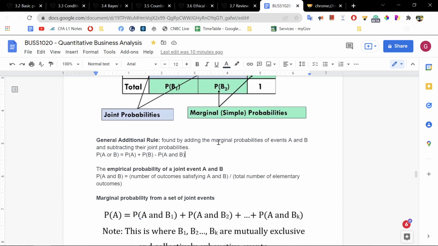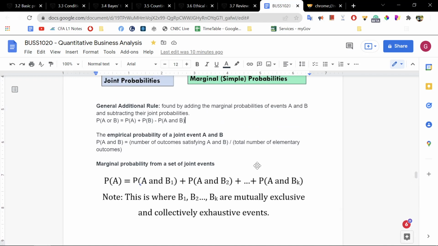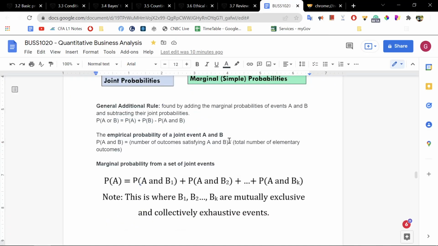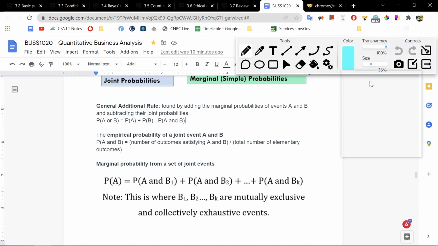Okay. Let's also talk about some general addition rules of probability. Before we get to that, let us look at the modules first. Marginal, we learned about that. Joint, we learned about that. Addition, okay, let's talk about general addition rules now. It is found by adding the marginal probabilities of event A and B and subtracting the joint probability. So the probability of A or B is equal to the probability of A plus the probability of B minus the probability of A and B. Now, I really have to visualize this.